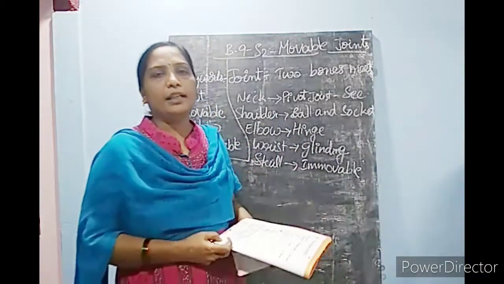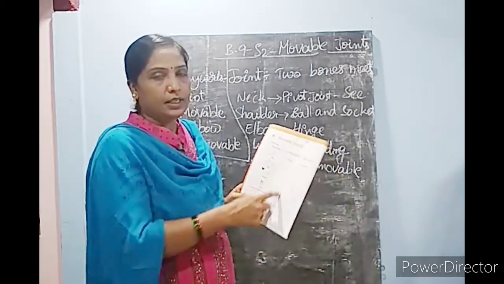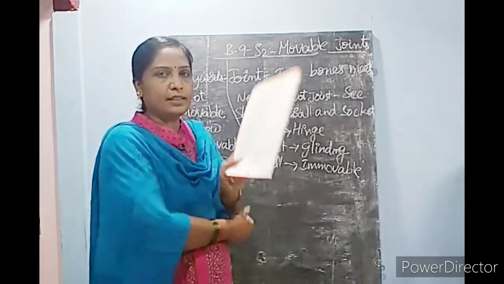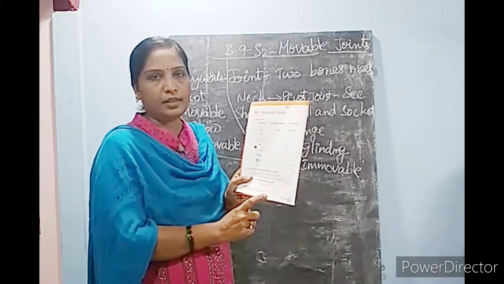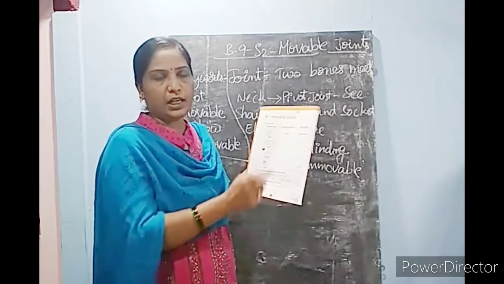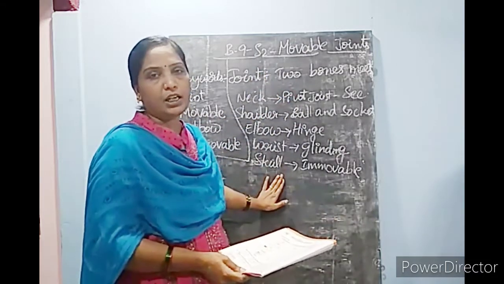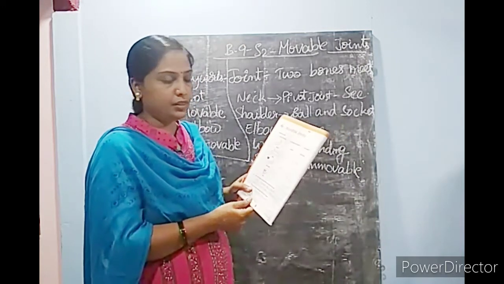After completing the activity, now come to page 6. This we will do in our online class. The table which is given on page number 6, we will complete in our online class. Only the activity you write in your notebook. And now come to the next question.